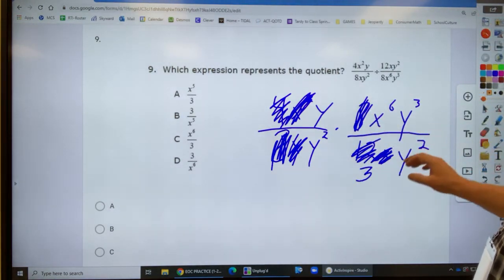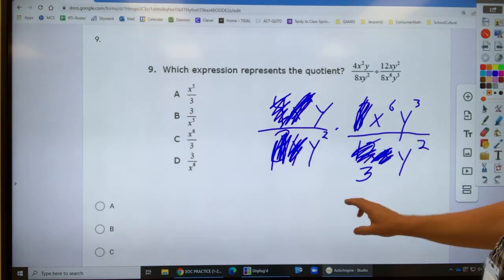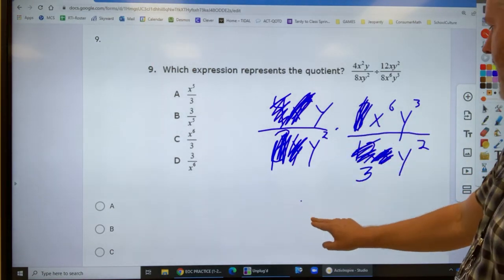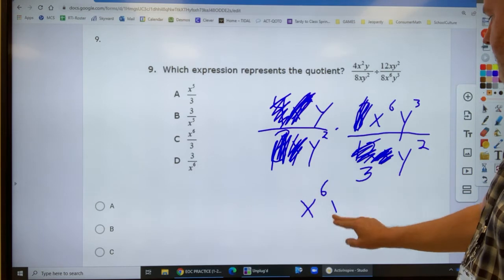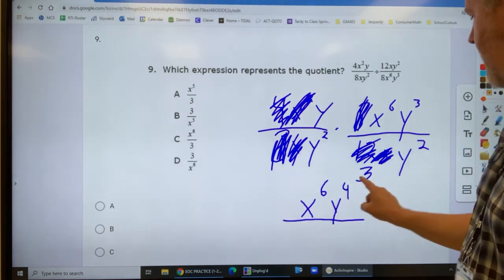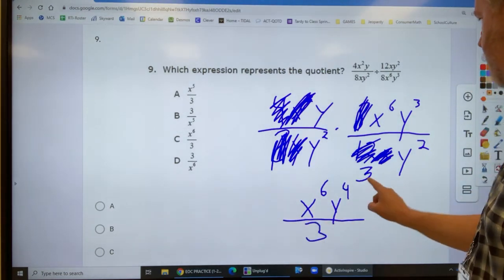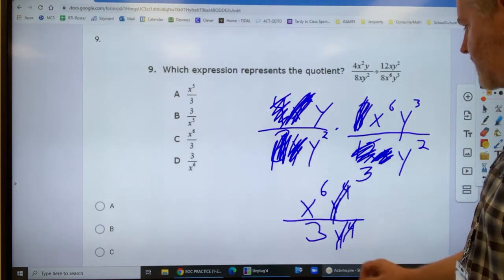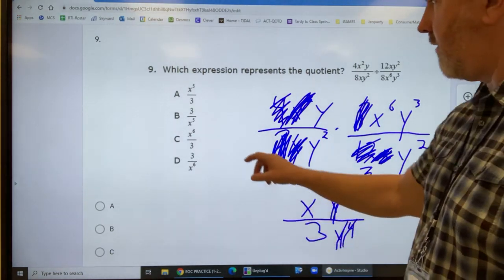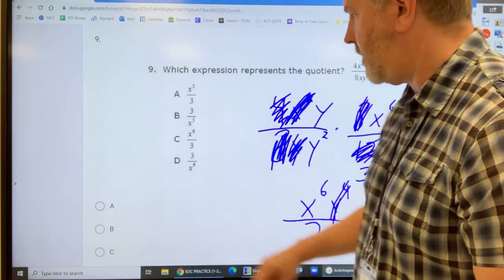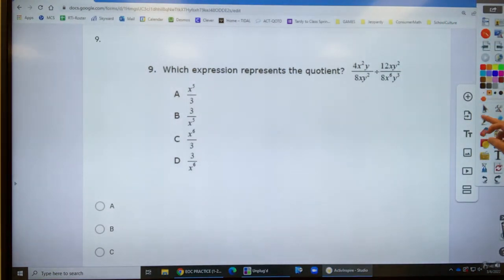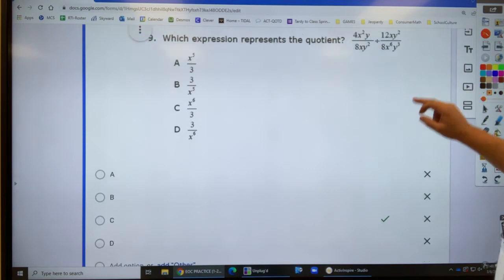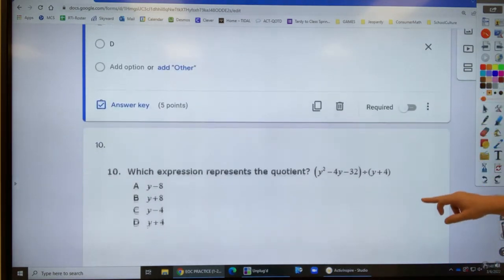And then I'm going to go ahead and multiply across because I'm getting confused as to what's left. I have x to the 6th, y to the 4th on top. I have 3. Don't forget that 3 right there. Y to the 4th on bottom. Look, the y to the 4th cancel. I end up with x to the 6th over 3. Should be C. Let's check our work. C, there it is, all right?